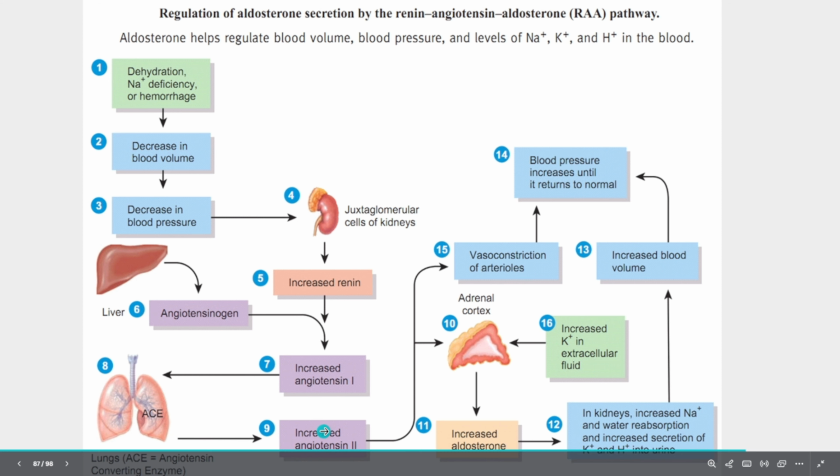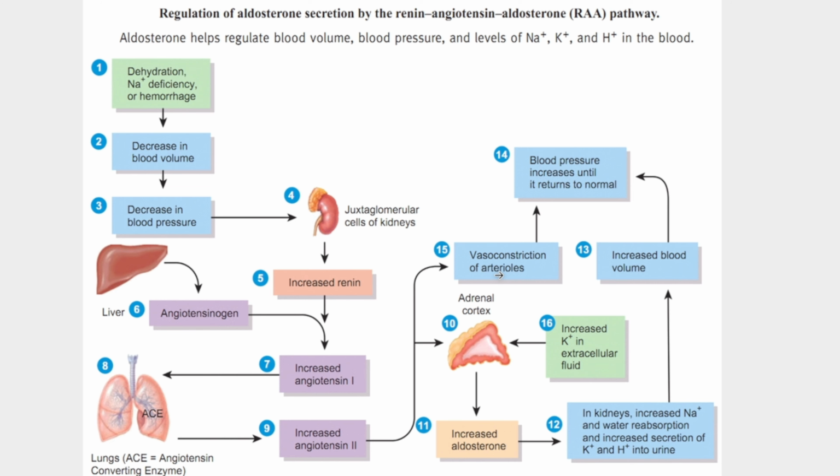At the same time, angiotensin 2 also will cause vasoconstriction of the arterioles, the blood capillaries. So this will increase the blood pressure and decrease the blood flow to the capillary in the kidney. As a result, your blood pressure and blood volume will increase to the set point. Normally the RAAS pathway cooperates with ADH, but the response is different. ADH only responds to blood osmolality. Aldosterone will respond to both blood volume and blood pressure.